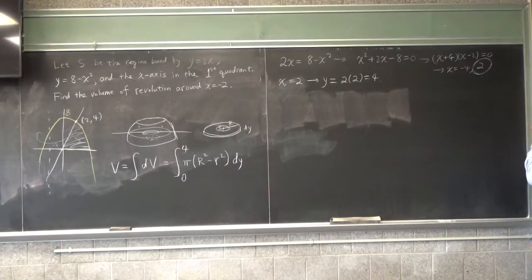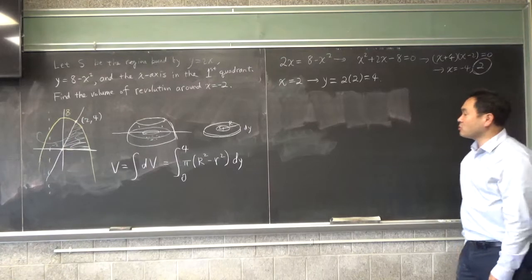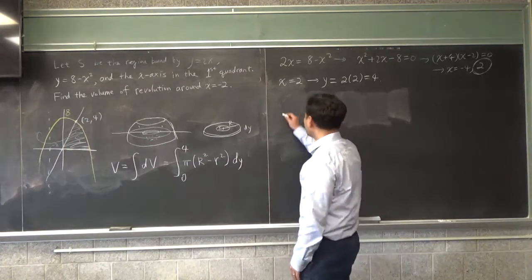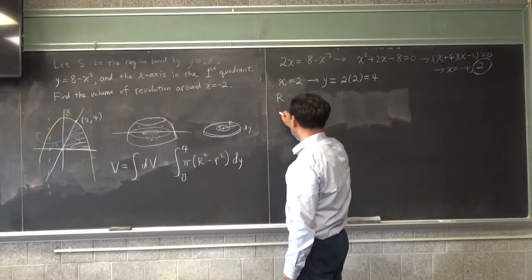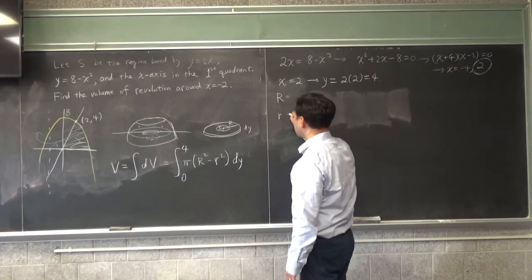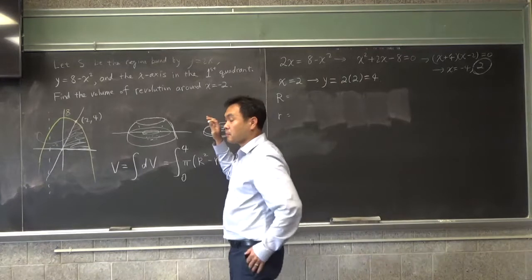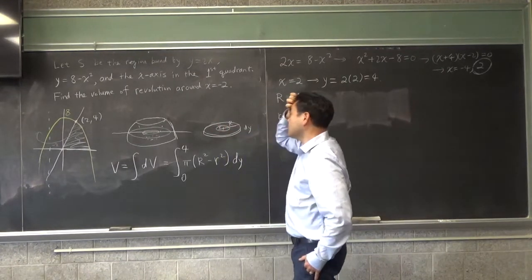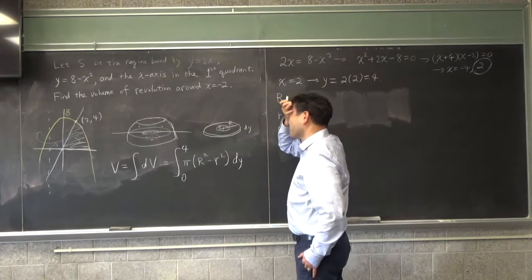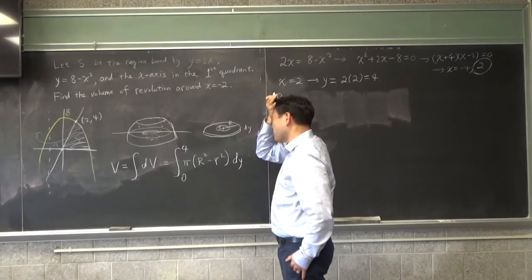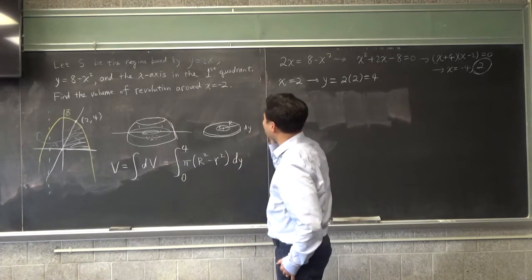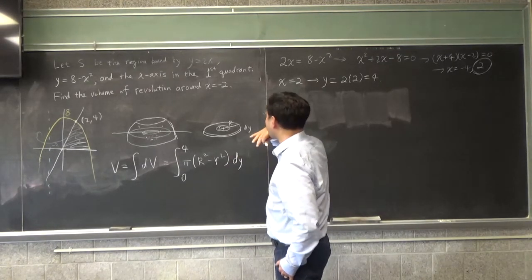Okay, next we have to figure out capital R and small r. And remember, we're trying to find these as a function of y. That's the important part. So we can rewrite this, but don't we have to factor in the negative 2 before we get it? So the question was, don't we have to factor in the negative 2? I don't understand what your question is, but let's just continue, okay?